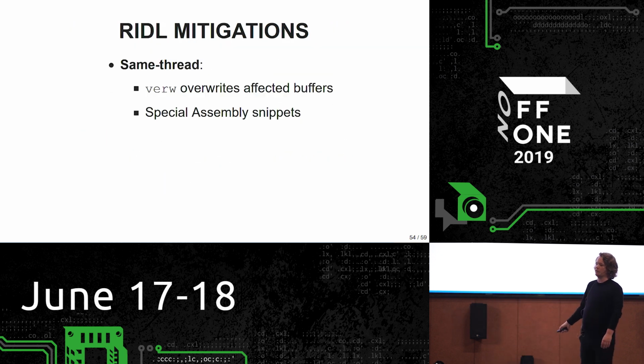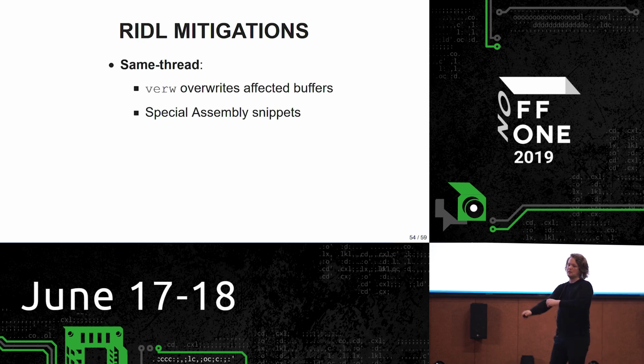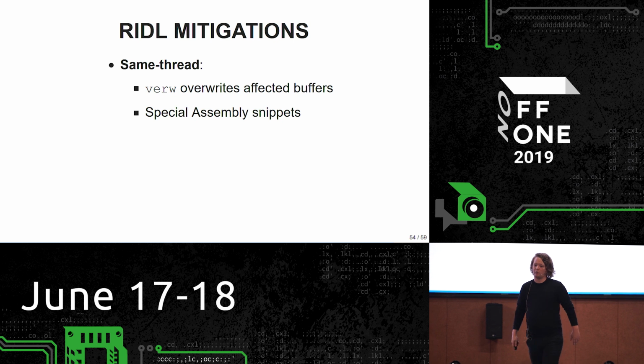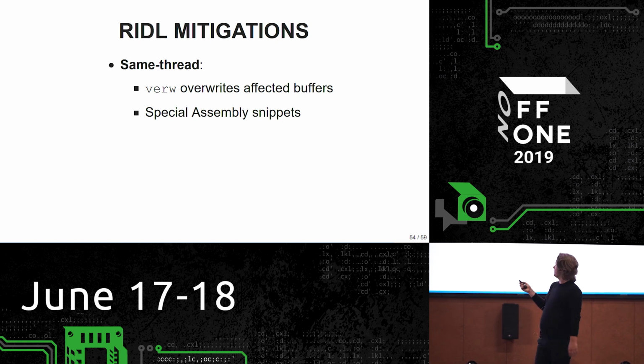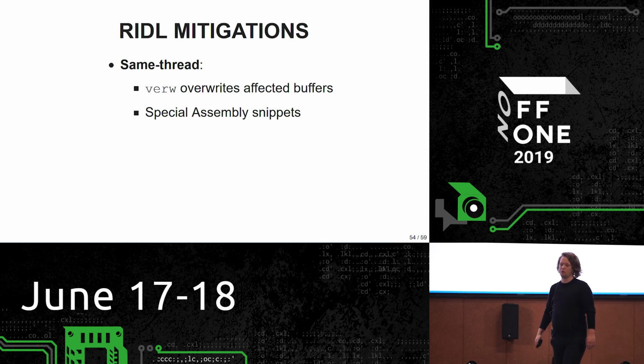So let's have a look at the mitigations that have been proposed for RIDL. Sorry about the demo, too bad. Intel proposed a few mitigations. The same-thread version of RIDL, where you basically don't have hyperthreading, is relatively easy to mitigate. Intel added a feature to the VERW instruction to actually flush the affected buffers.